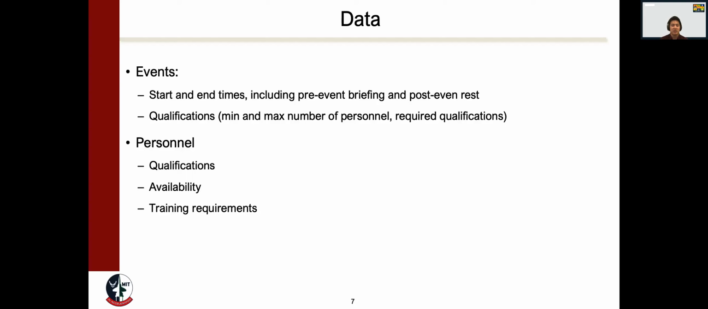For example, several training flights require highly qualified instructor pilots on board. For personnel, we have their qualification levels at any given time, which dictates which events they can be assigned to. We also have availability, which includes data on vacations, additional duties, temporary duty travel assignments, and so on. Finally, we have training requirements that each personnel must complete.